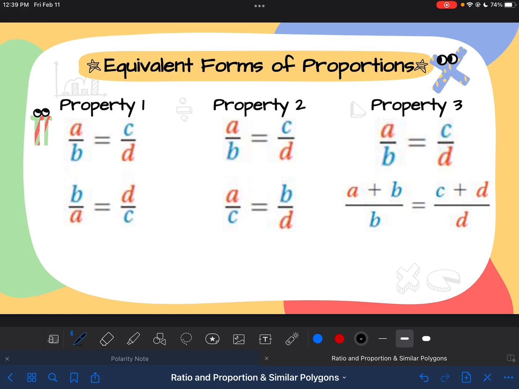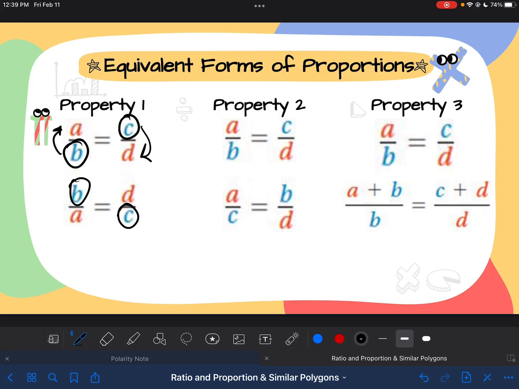Now, there are three properties within this form. One is property 1, which shows that B and C can switch places. It doesn't actually have to be right there. So as you can see, the B is flip-flopped with A and C is flip-flopped with D. Either way, it will still give you the same answer. That's pretty much what it's trying to show you in property 1.